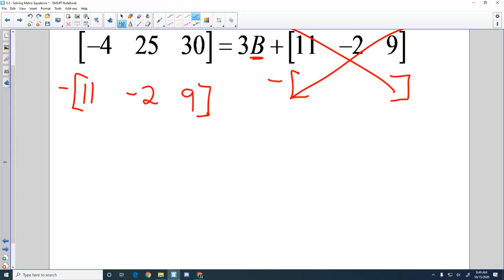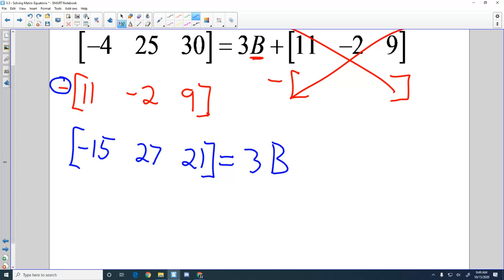You just subtract corresponding parts, but please be careful with subtraction. Remember, you're subtracting every element in that second matrix, so be careful with those negatives. Negative 4 minus 11 is negative 15. 25 minus a negative 2 is actually like 25 plus 2, which gives us 27. 30 minus 9, 21. Equals 3 times matrix B.